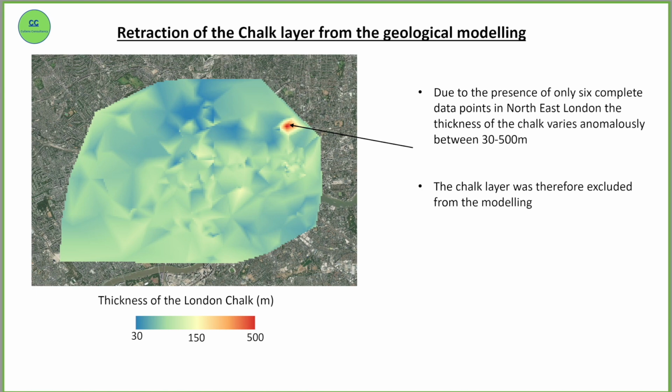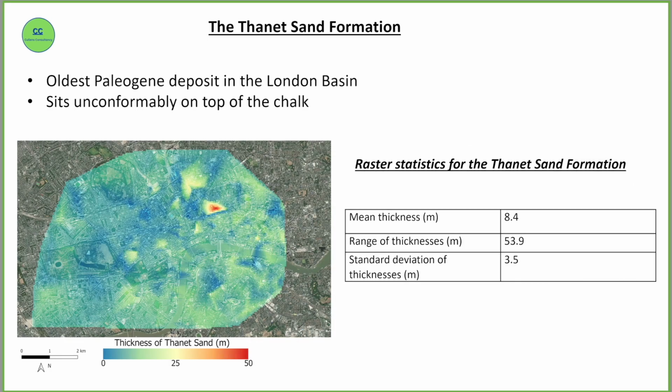Digital elevation models and their statistics were also created for the thicknesses of the 4 layers used in the geological model. The deepest of the 4 layers is the Thanet Sand Formation, which is the oldest Paleogene deposit in the London Basin. It sits unconformably on top of the chalk due to a period of uplift and erosion, which accounts for 50 million years at the end of the Cretaceous period. The thickness of the Thanet Sand Formation is consistent across London, ranging between 5 and 15 metres in general, with one anomalous pocket of thicker deposits in north-east London, which may be a result of the interpolation method used.